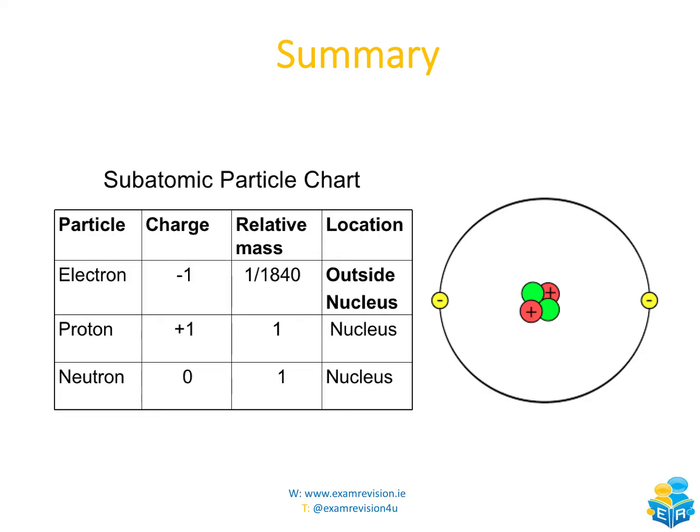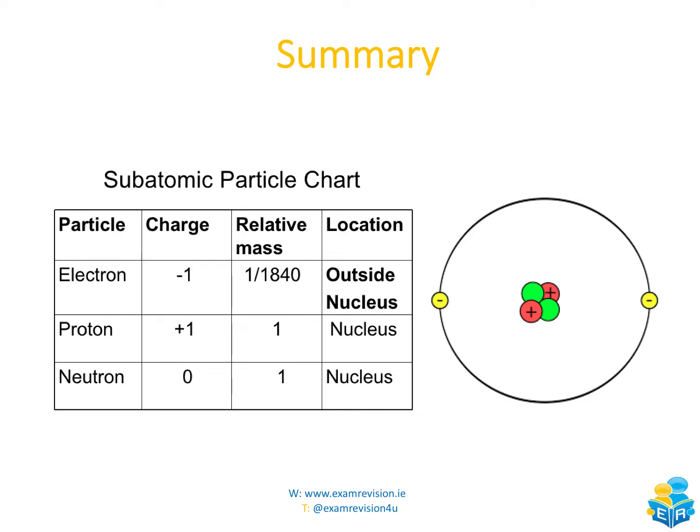Okay, so just a summary so far. We're also going to look at the relative mass as well now in a minute. The electrons have a charge, negative charge, that's why it's a -1. They're outside the nucleus on the clouds or the shells or the orbits. The protons, they have a positive charge, that's why there's a +1 there. They're located in the nucleus. And the neutrons, they have a neutral charge, neither positive nor negative, and they're also located in the nucleus.